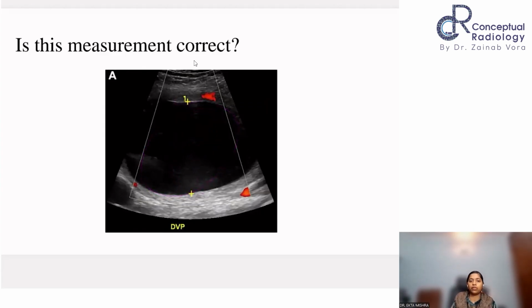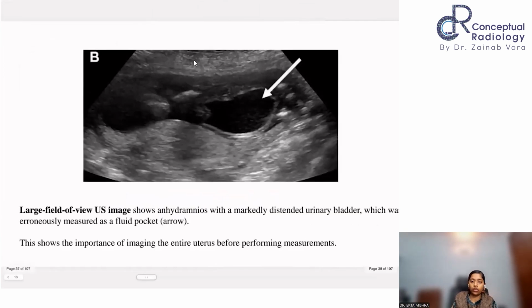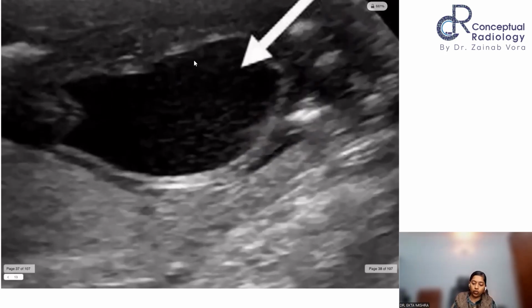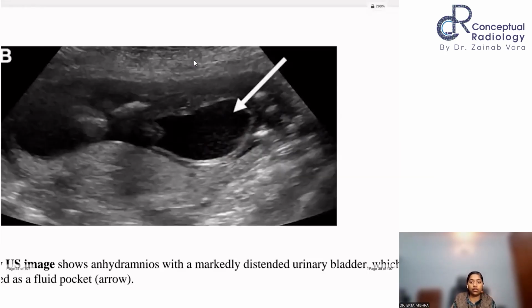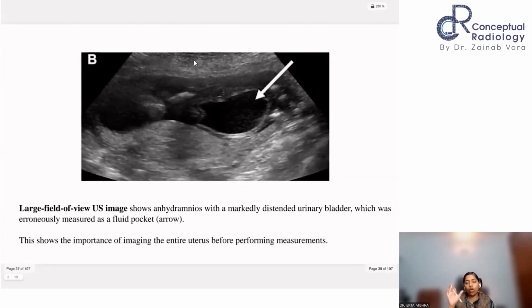The only problem in this is when you zoom out, you see that this is the fetus, there is no fluid, and this is the urinary bladder. So urinary bladder was zoomed and it was measured. So in such cases, always look for the uterus in entirety to look for the pocket instead of the zooming. If you zoom, you might lose the anatomic context.